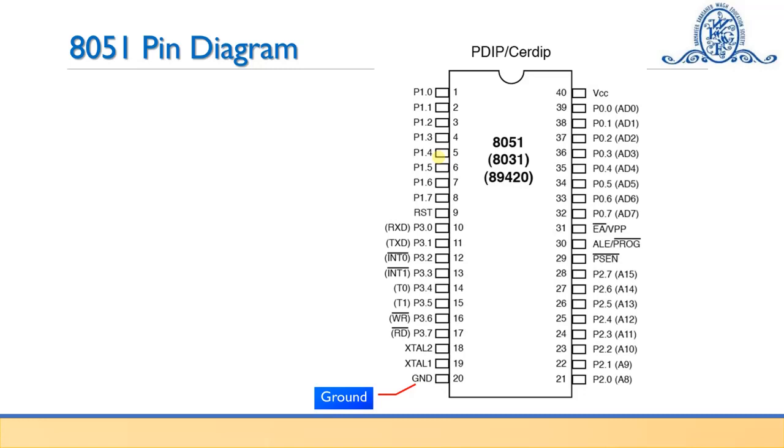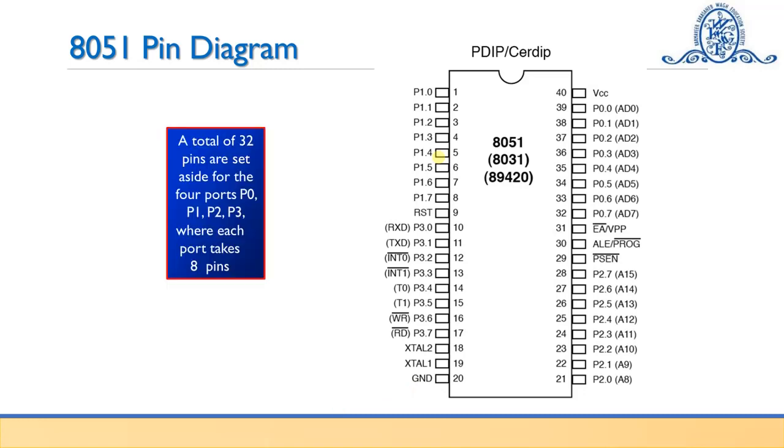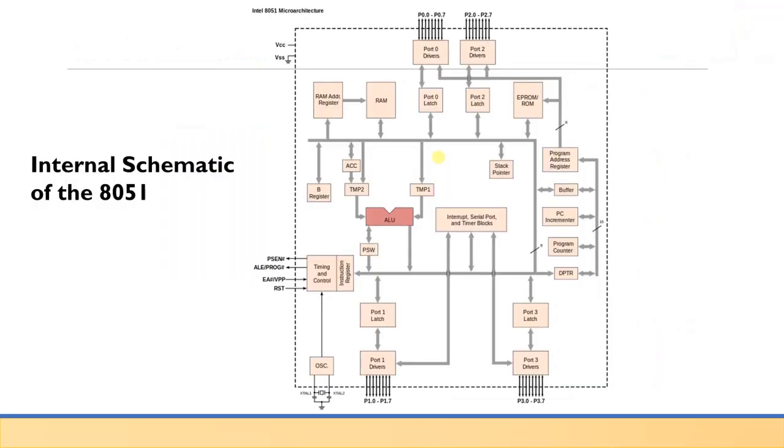to be connected to pin number 20. A total of 32 pins are set for the 4 ports P0, P1, P2, P3, where each port is of 8 pins. So these are the ports. P0 is from 32 to 39. These are the pin numbers. Then P1 is 1 to 8. Then P2 is 21 to 28, and P3 is from 10 to 17. So these are the 4 ports which are available on the microcontroller chip.